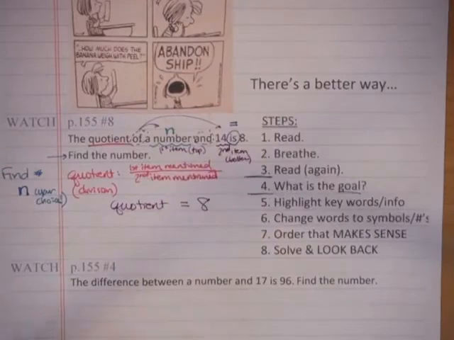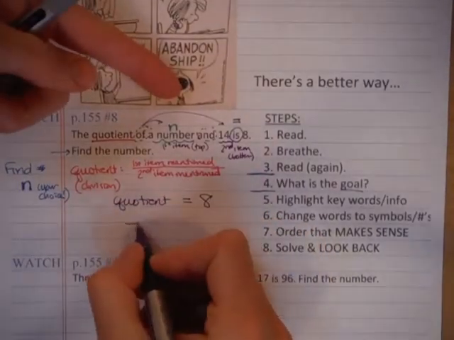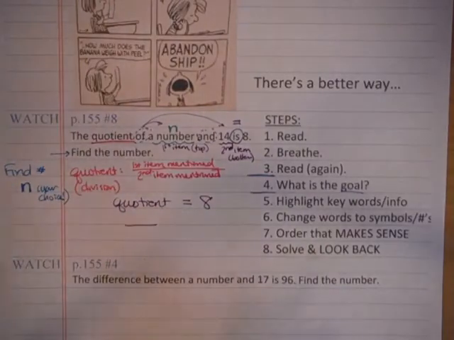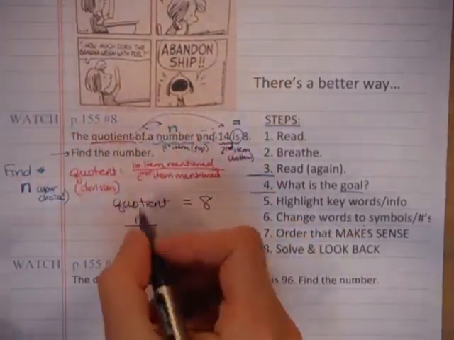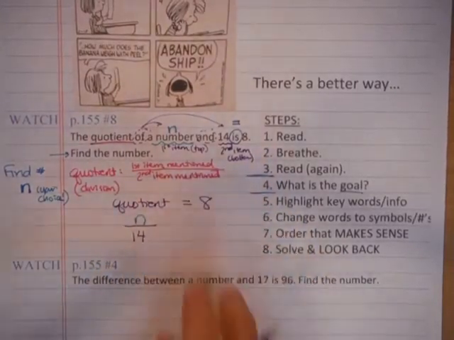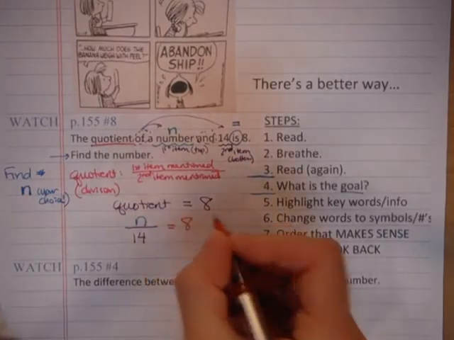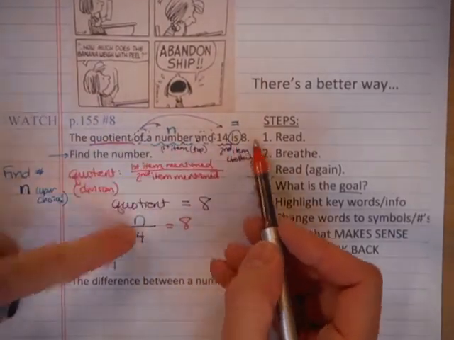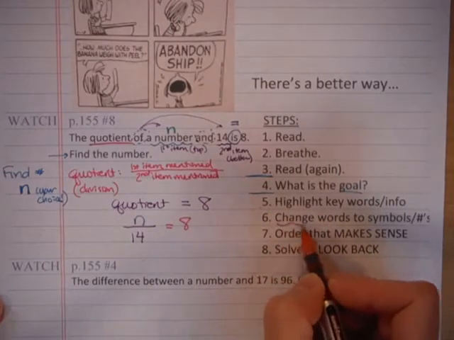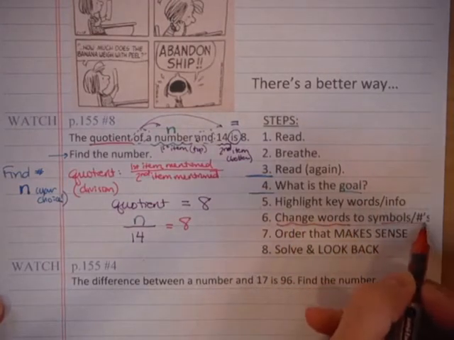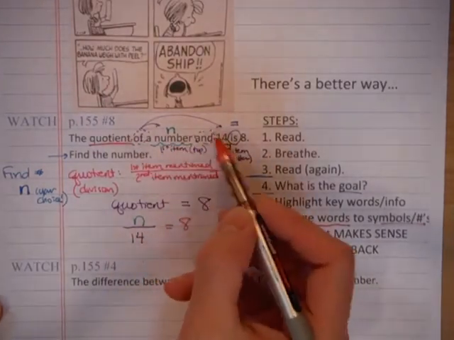So now I can replace the quotient with my number. It's a quotient of a number and 14, and that equals 8. Okay, so quotient of a number and 14 is 8. And once I highlighted some key words and info, I started to change the words to symbols and numbers. So quotient became a division. I used the "of" and "and" to kind of highlight my top and bottom.